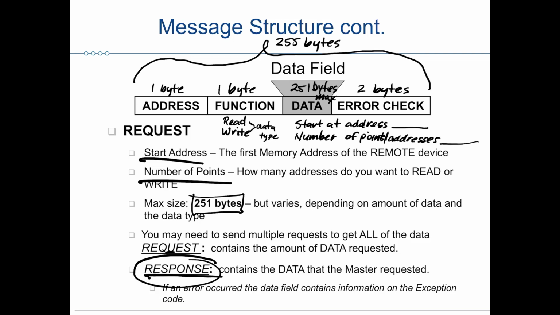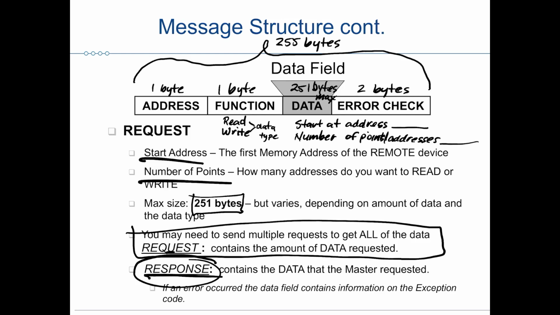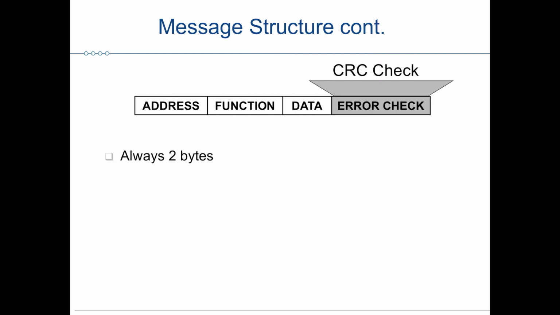So that's what it says here. You may need to send multiple requests to get all of the data. That's not usual at all in Modbus. Remember I said that in industrial networks there's actually not a lot of data being moved back and forth during a session, or during the time that a client's talking to a server, or a master to a slave. So rarely is there a situation where multiple requests have to be sent to get the data from a single data type, if that makes any sense.